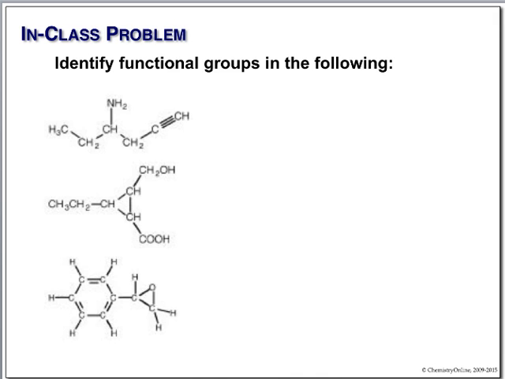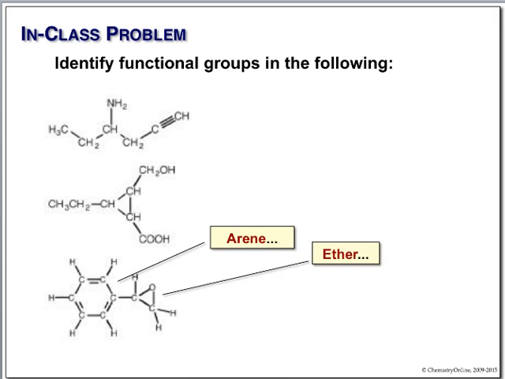For our next one, we have a 6-membered ring here with 3 double bonds. Remember, we will learn that that is benzene, but the functional group that represents is an arene, A-R-E-N-E. We also have an oxygen here attached to 2 carbons. That's an ether.